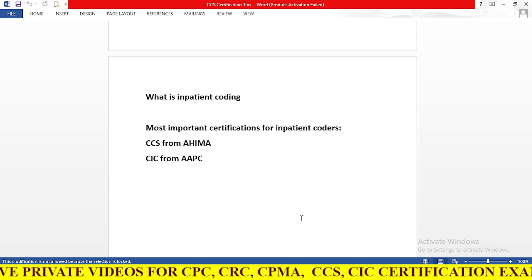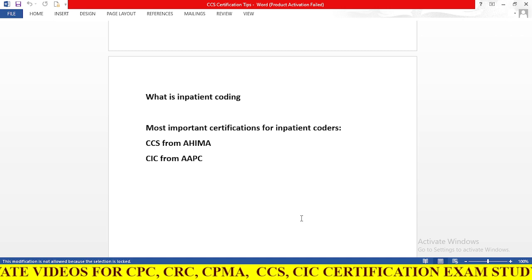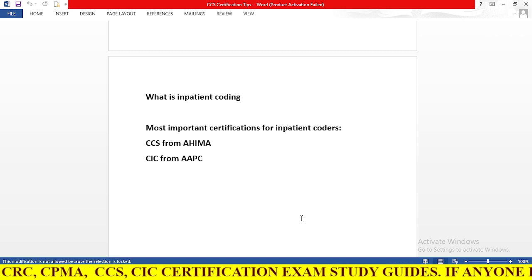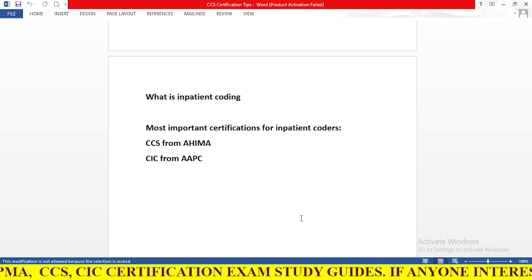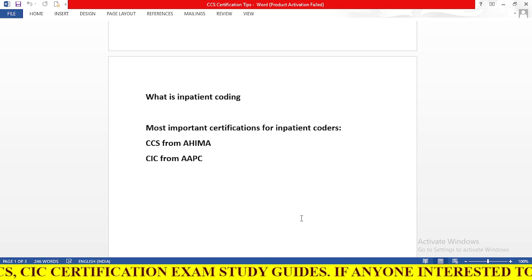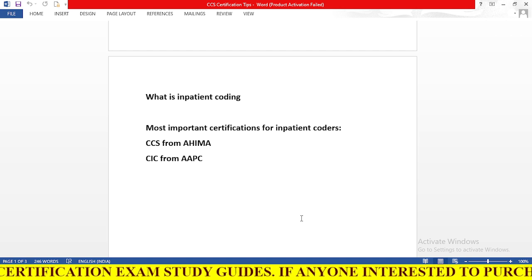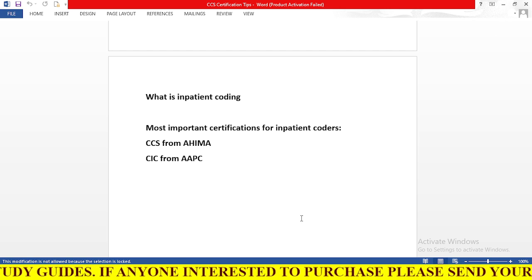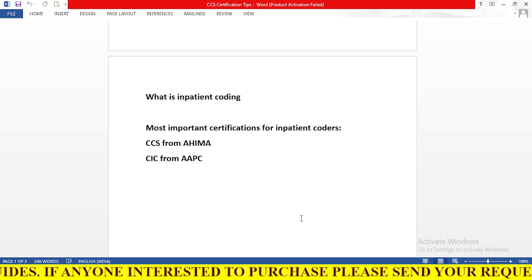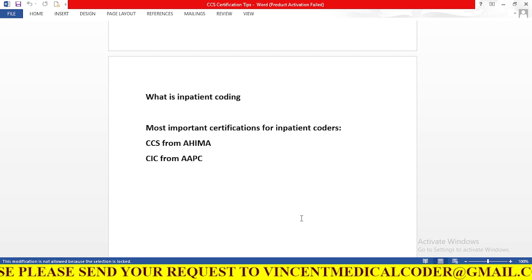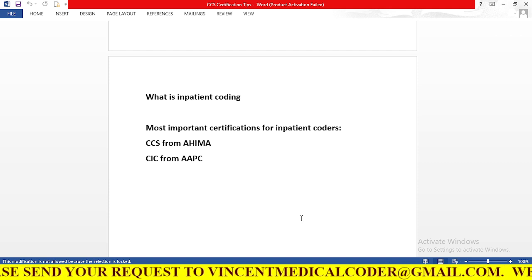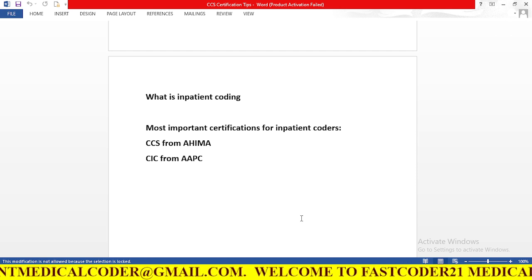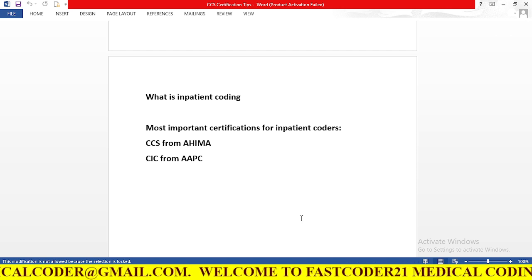So before starting with the inpatient certification, we need to know what is meant by inpatient coding. Inpatient means the patient is formally admitted to the hospital on the physician's order. Without a physician order, it will not constitute inpatient admission. The facility where the patient is admitted for an extended stay may be a hospital, nursing home, rehab facility, or a long-term care facility.